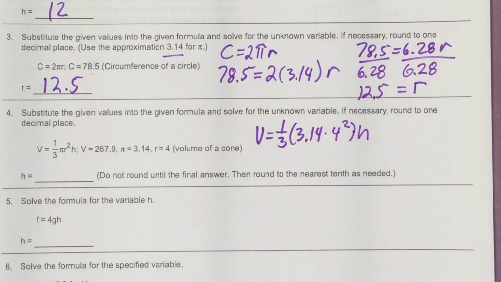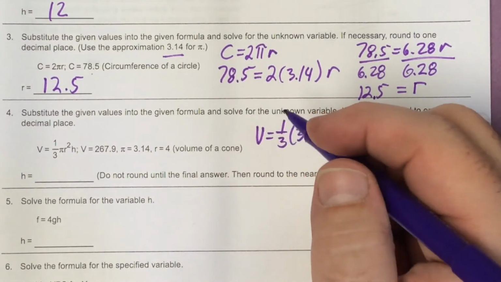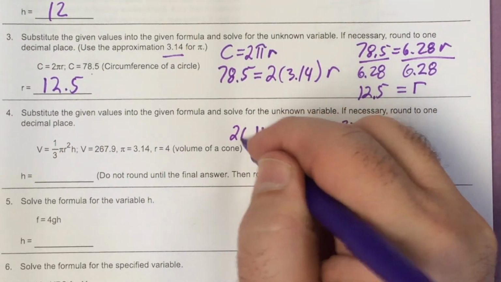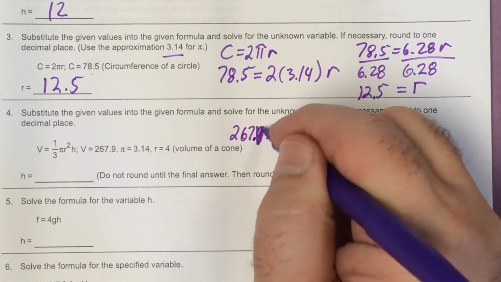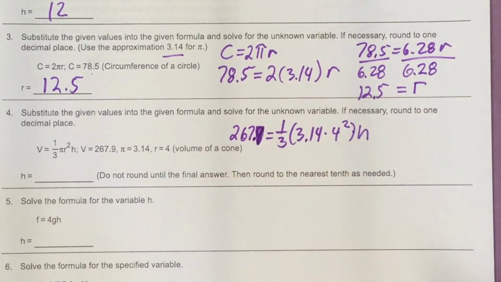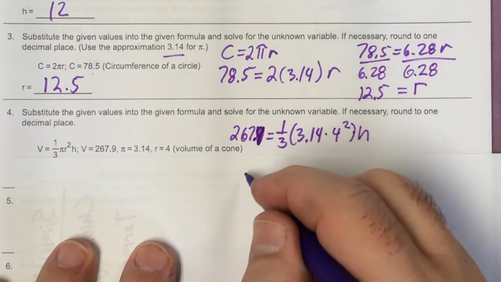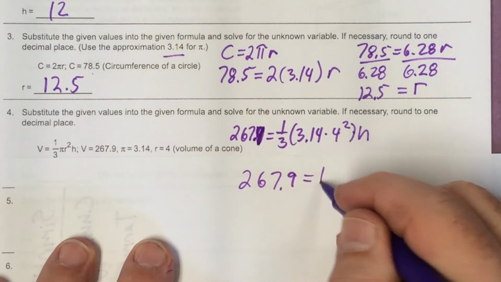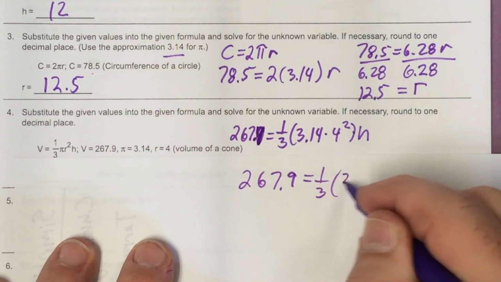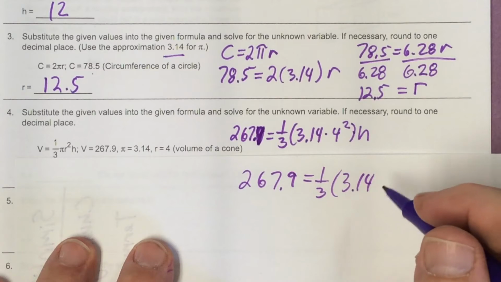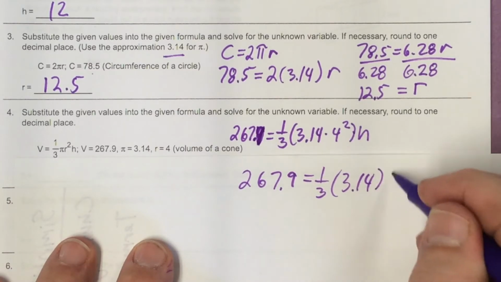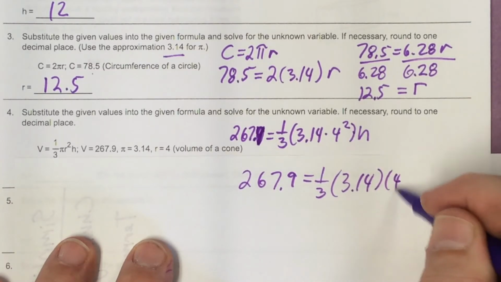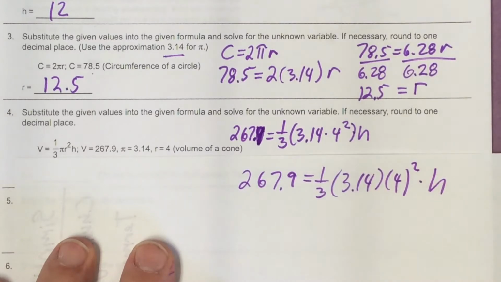Oh, by the way, the volume of this is one thing I forgot to put in: 267.9. So let me write that again here. Get another piece of paper out. I'm going to write this as 267.9 equals 1 over 3 times 3.14 times 4 squared times h.